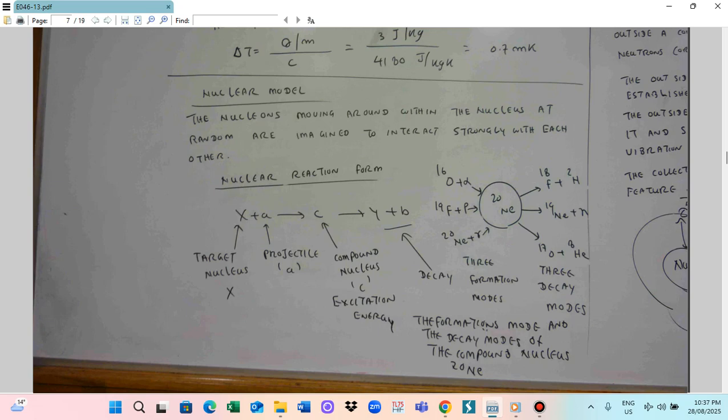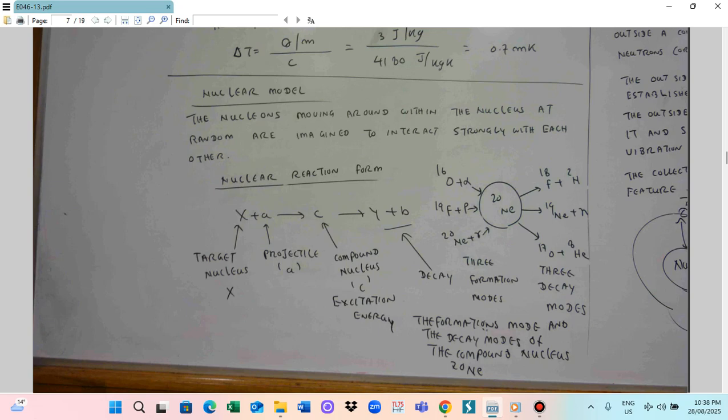The qualitative model is a compound nucleus. It contains protons and neutrons moving randomly in the atom, making very strong interactions with each other. In this nuclear model, the nucleons move around in the nucleus at random, interacting with each other. Moving around, they make interactions.